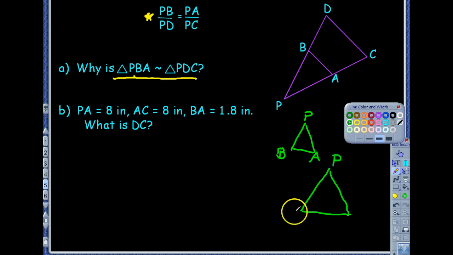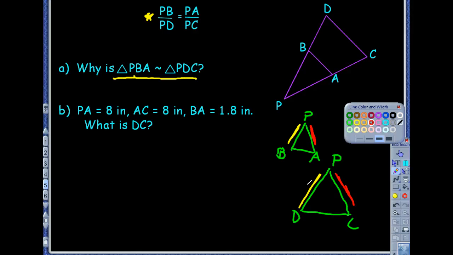So P, and then I went DC. Okay. So they're telling you, let's look at it. PB to PD. So those are corresponding sides. This side is equal to PA to PC. Okay? So we really do have two sets of corresponding sides that are in a proportion to one another.